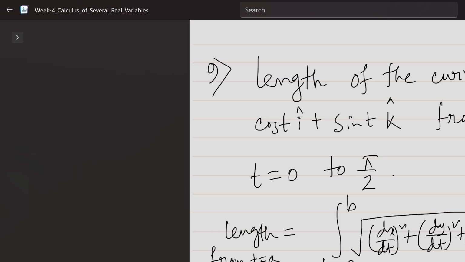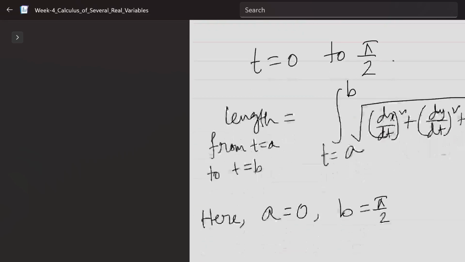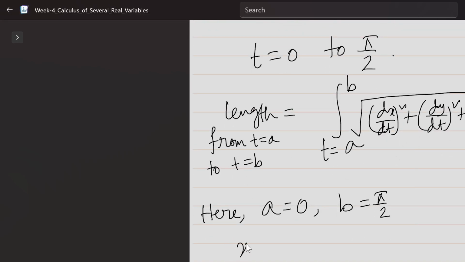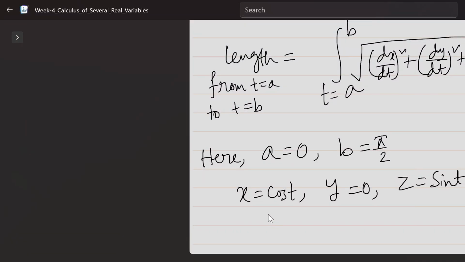So here small a is 0 and b is pi by 2. And x is cos t, y is 0, z is sin t. X is cos of t, y is 0 and z is sine of t. So what is the length? Tell me. So here, final answer is pi by 2.